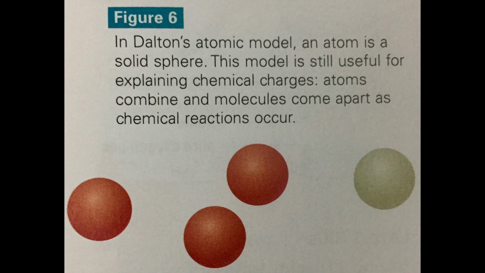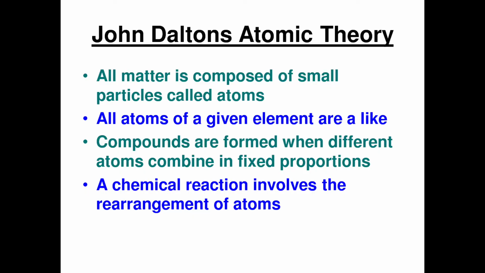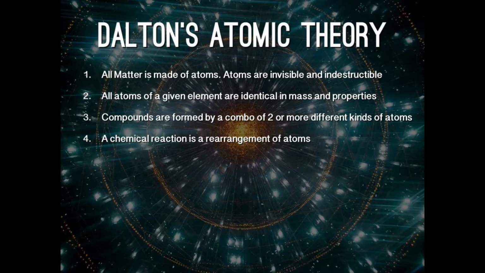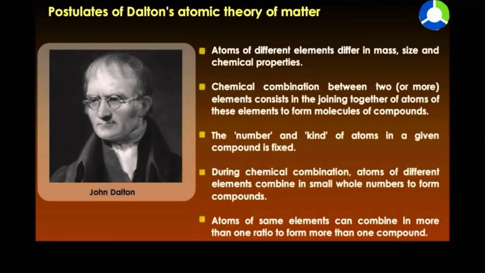Atoms combine and molecules come apart as chemical reactions occur. Dalton's atomic model for matter stated that all matter is made of atoms, which are particles too small to see. Each element has its own kind of atom with its particular mass. Compounds are created when atoms of different elements link to form molecules. Atoms cannot be created, destroyed, or subdivided in chemical changes.